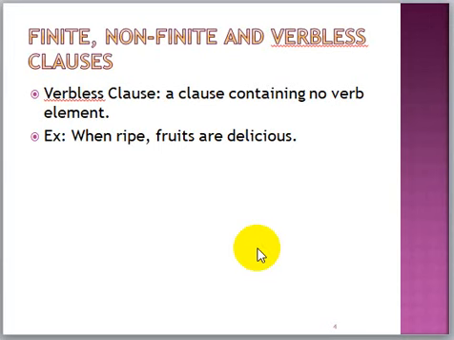When ripe, fruits are delicious. Now this one, when ripe. Of course, ripe here is an adjective which is taken from the past participle. Now, when ripe should be when the fruit is ripe.